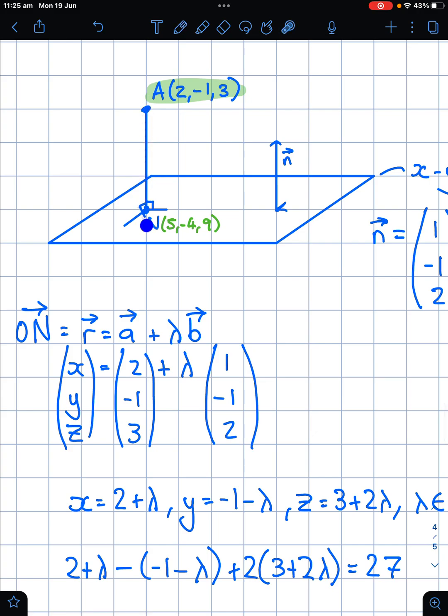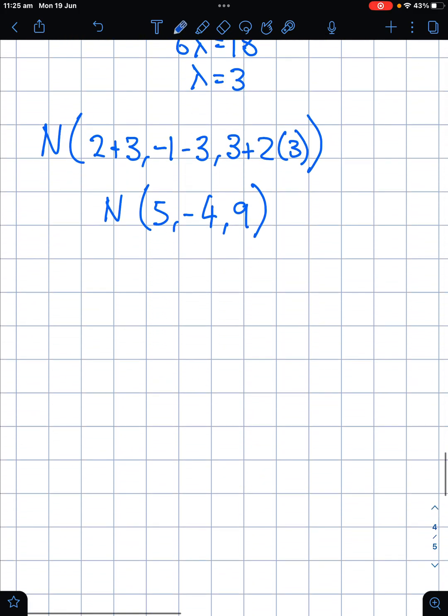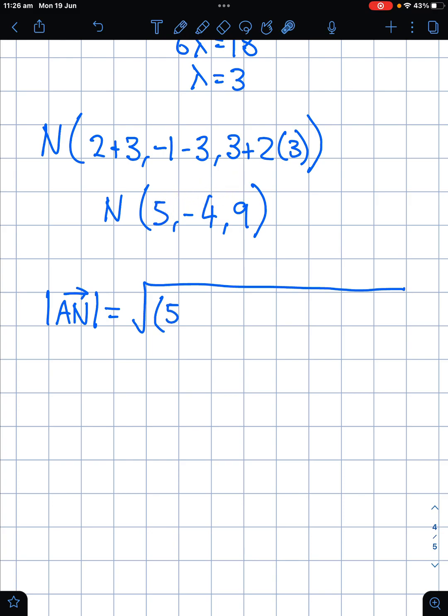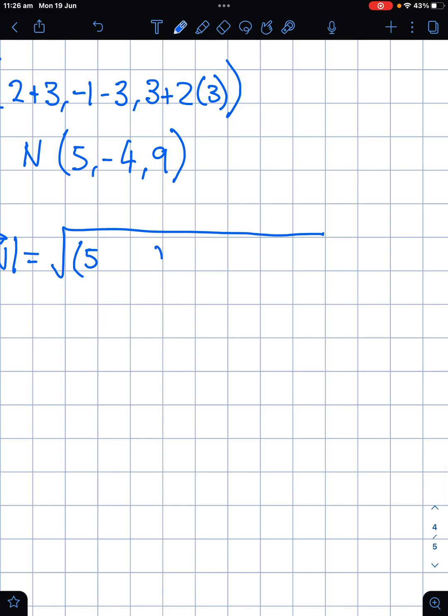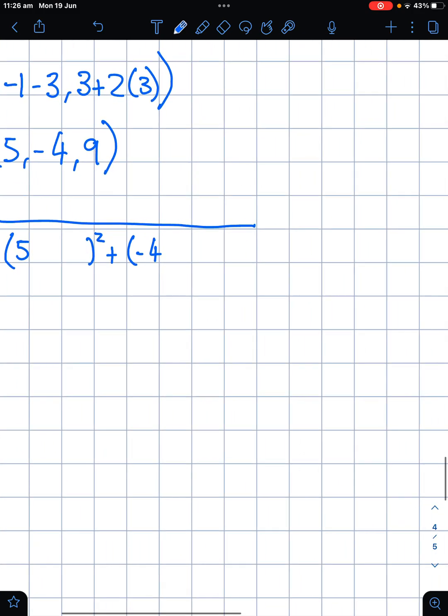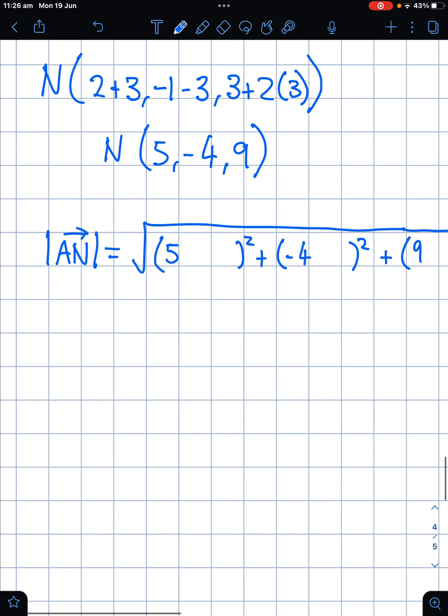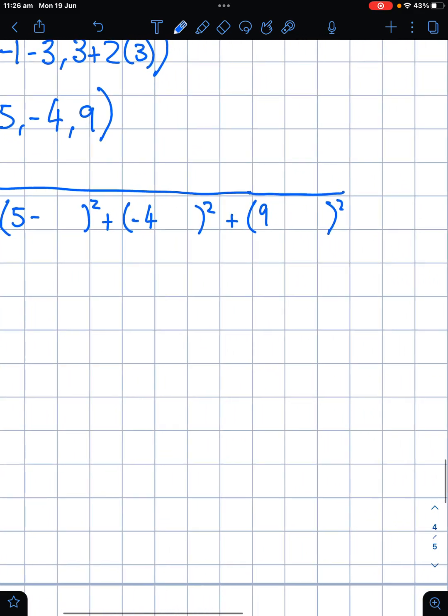Now, the idea being that if we can figure out what A to N is, then we just find the length of it. So the distance of A to N is going to be given by the square root, and then our x coordinate is going to be 5. I'm going to use the N value first, so 5 squared plus -4 squared, and then plus our final value here, 9, squared. So I've just got the values from N. Now I need the values from A. You've got to remember that we're going to subtract them all. That's how we figure out the difference between the values.